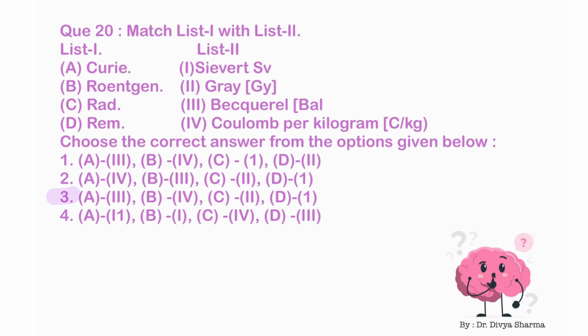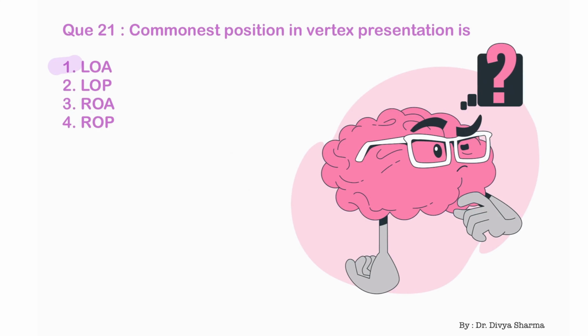Question number 20. Match list 1 with list 2. The correct option here is option number 3, which is Curie is related to becquerel, Roentgen is related to coulomb per kilogram, Rad is related to Gray, and Rem is related to Sievert. Question number 21. Commonest position in vertex presentation is? It is LOA, which is left occipito-anterior position.